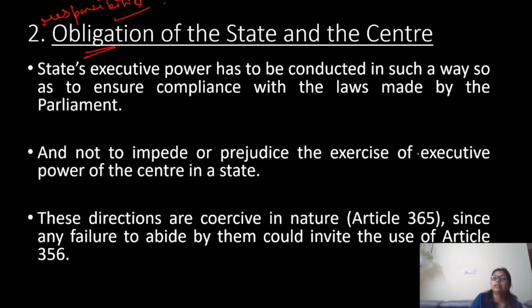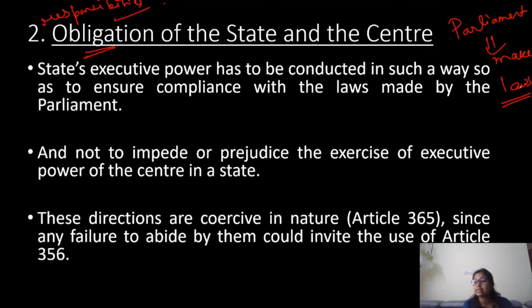Now, the main thing here is that parliament makes some laws, and it is said that the state should exercise its power in such a way that it complies with the law made by the parliament. The state should ensure that it complies with that law. If it fails to comply, Article 365 will become applicable, which means President's rule will become applicable. During that time the President has the power to take decisions on that particular matter. This is about the responsibilities, liabilities or obligations of the state and the center.